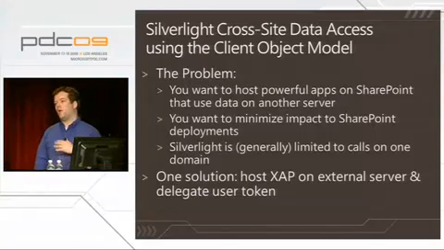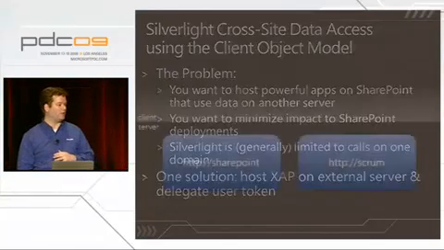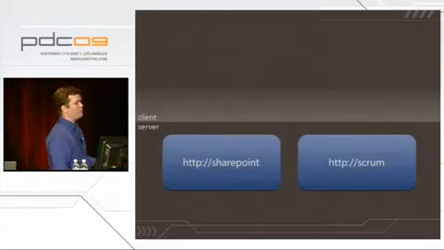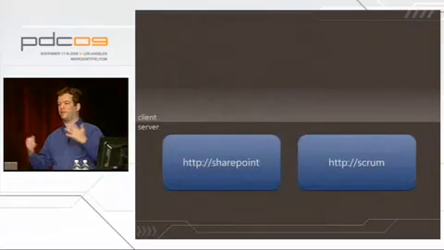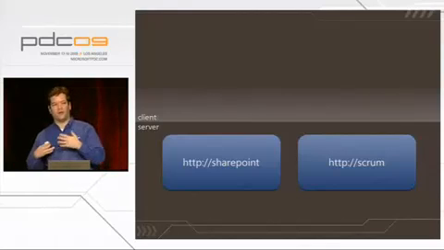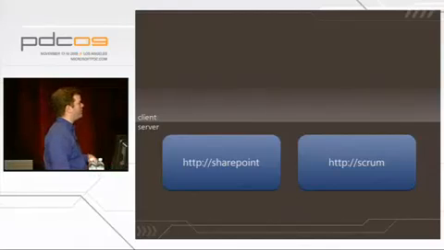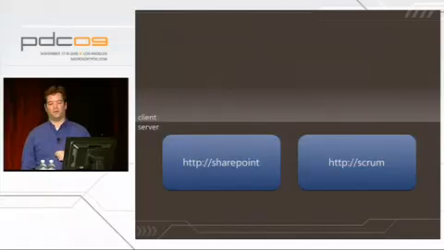So the idea would be, OK, we'll go ahead and host the XAP, the Silverlight application, on that application server. So in my case, I've got an HTTP SharePoint server, which is my SharePoint site. And as an example, I've got the Scrum application, maybe the central Scrum application for my company. And the Scrum server has all of the interesting data and logic and user interface. And SharePoint is where people have all their documents. And I want to really mix and match those two.